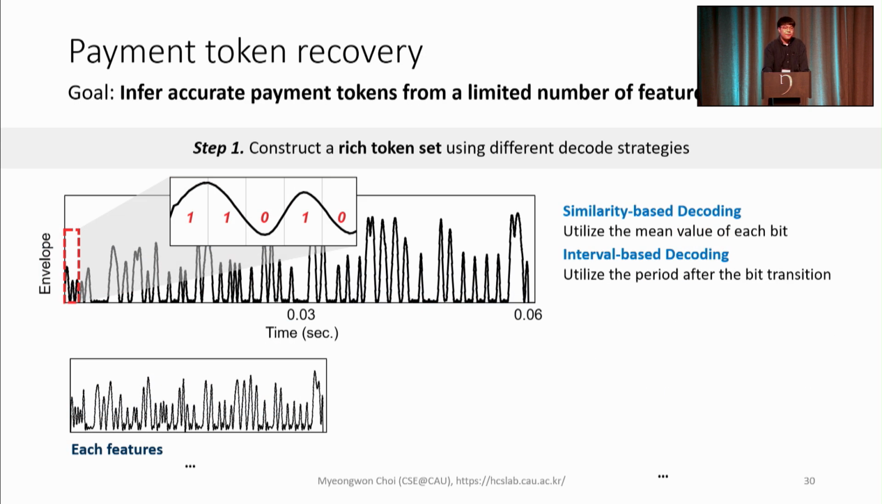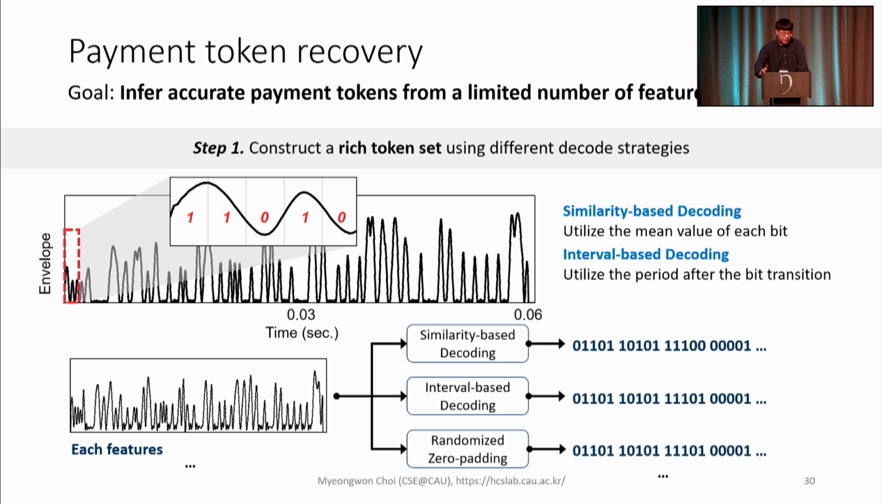If we extracted the feature correctly, all we need to do is make a right guess from the extracted features. But the problem is that we have only a few MST sounds, so it is hard to make a right guess. So in this step, we make use of several decoding methods and some uncertainty of the MST sound to build a rich token set that contains a bunch of regional tokens.